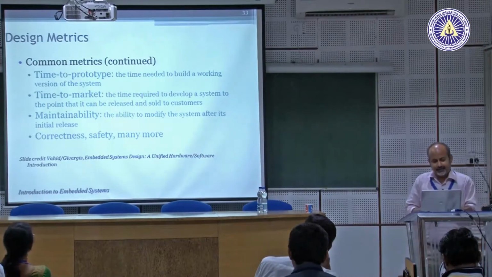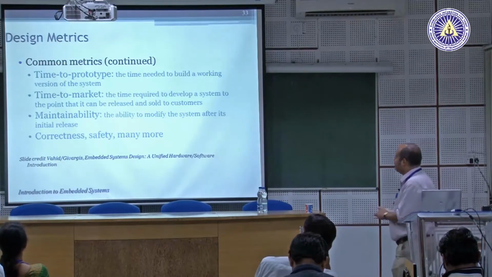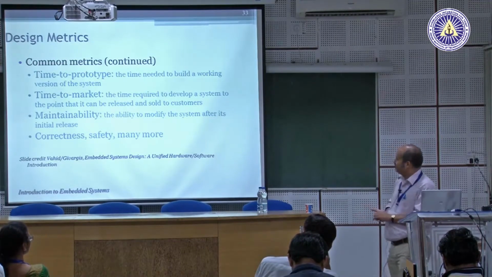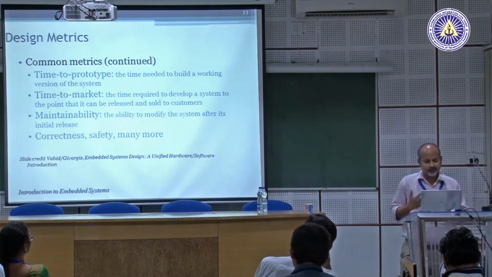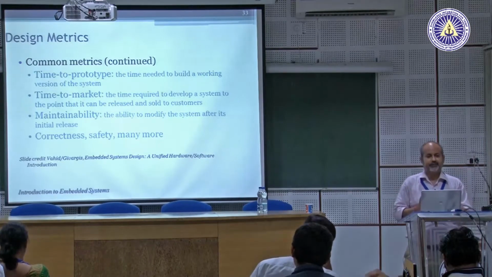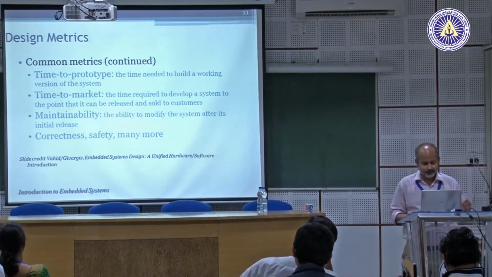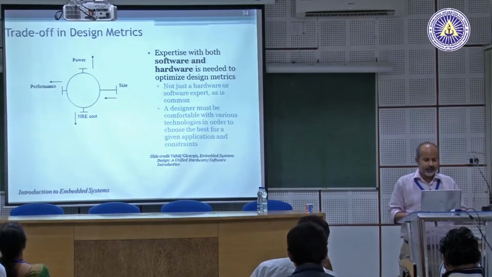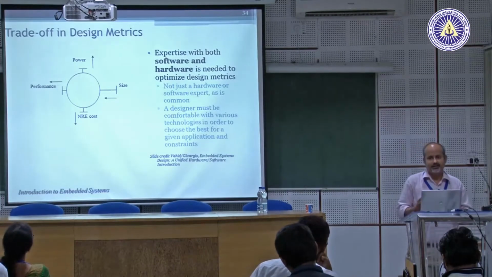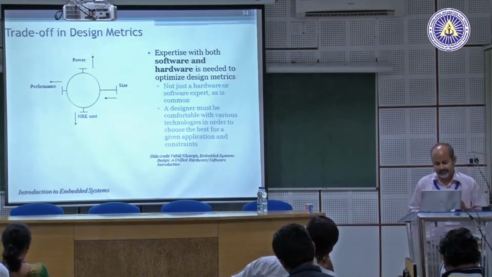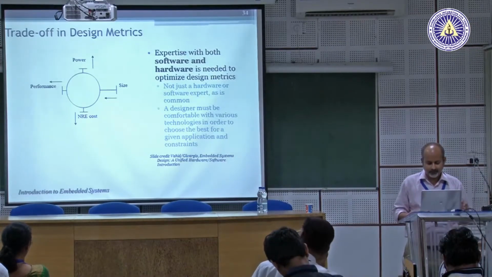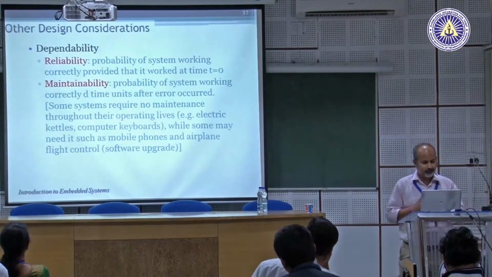The other design metrics that we have to worry about are maintainability and, of course, correctness and safety, which we talked about. There is always a tension between all these design metrics, as with any other product. So let's not worry about that; we already looked at this.